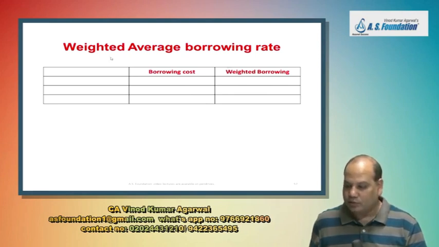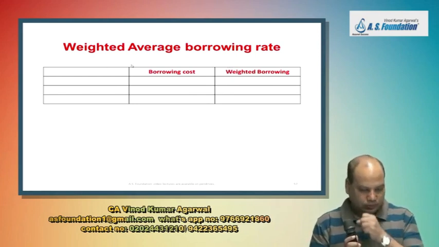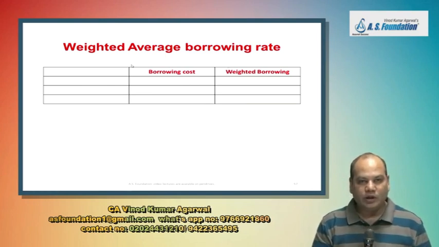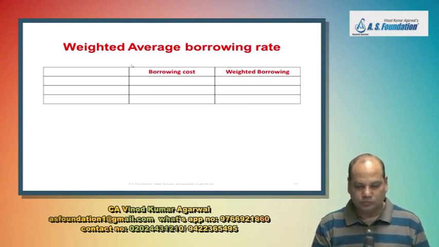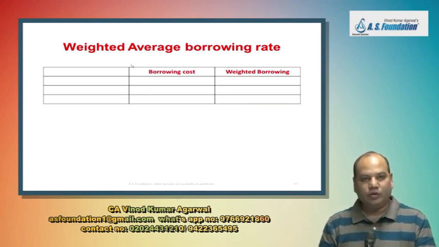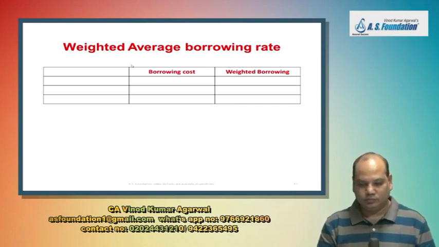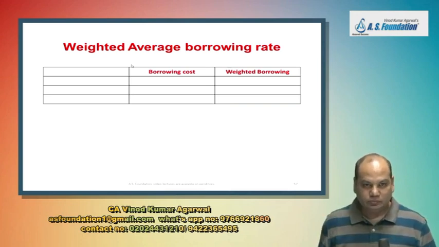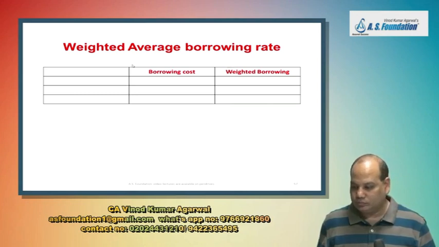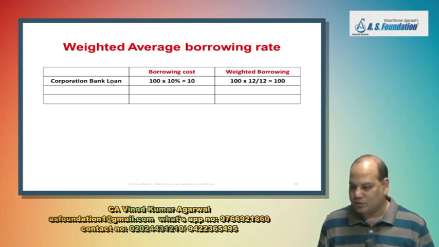First, I need to find out the weighted average borrowing rate. Write down step 2, weighted average borrowing rate. We write two columns, borrowing cost and weighted borrowing. So in this column, we will calculate the cost. In this column, we will calculate the weighted borrowing. So it will save our space.